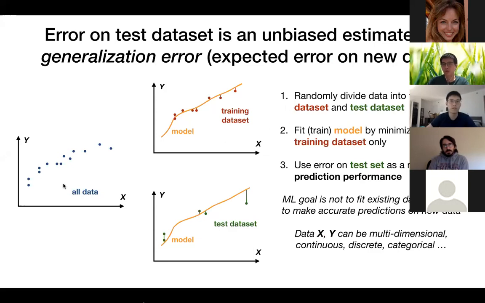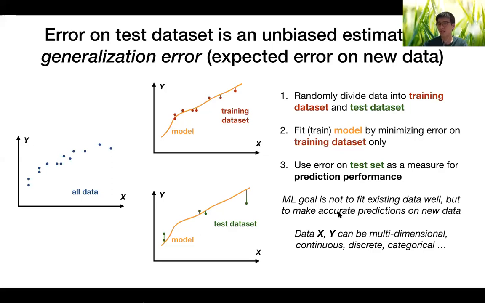Again, in order to get predictive performance, we divide data into a training data set and a test data set, and then we fit the model only on the training data set. Then we use the model on the test data set to get the predictive performance. So the goal of machine learning is not to fit existing data very well, but to make the most accurate predictions on new data. The goal is quite different from trying to estimate the model parameters as accurately as possible.